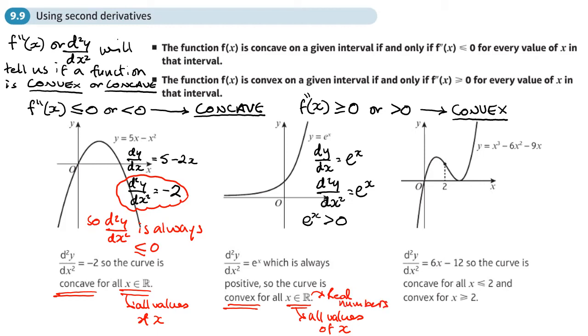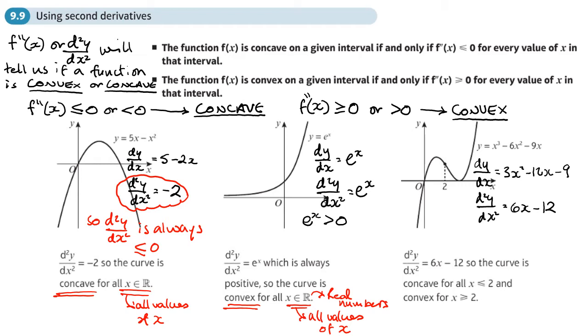Now if we look at the last function at the end, if we differentiate it once, dy dx is 3x squared minus 12x minus 9. If we differentiate a second time, that's going to be 6x minus 12. Now this is different to the previous ones in that sometimes it's positive and sometimes it's negative. It all depends.